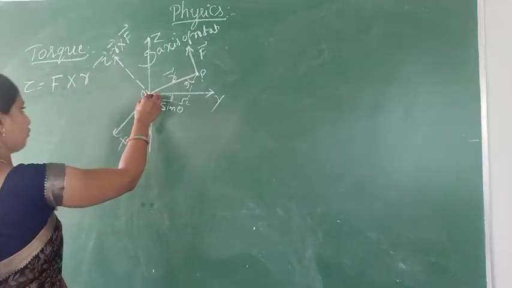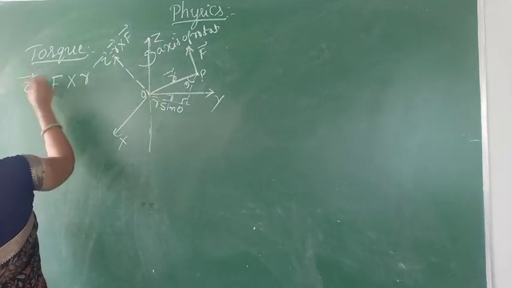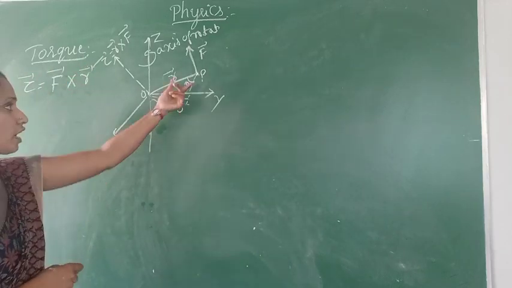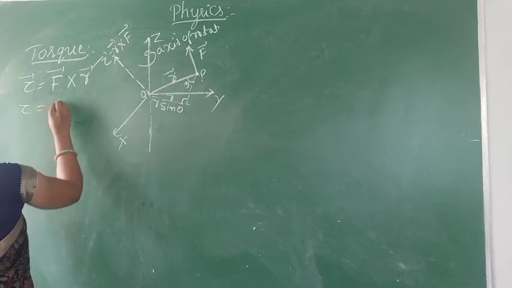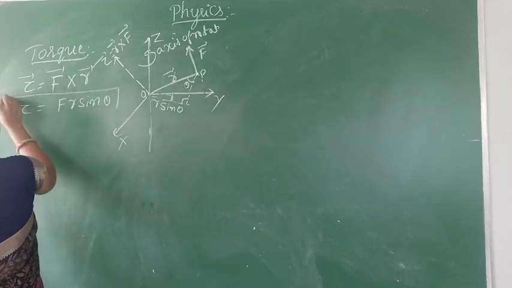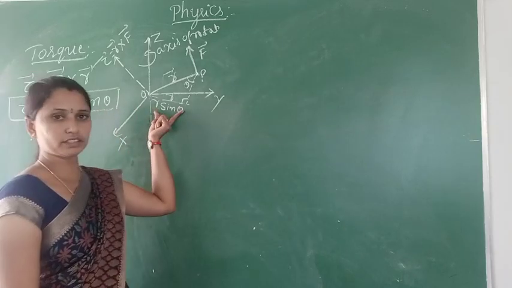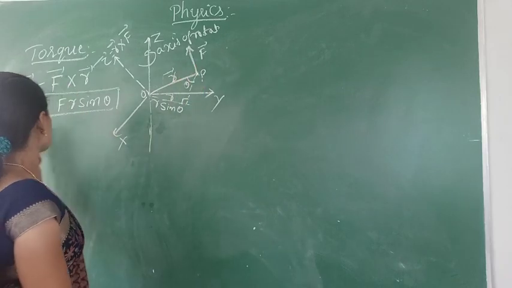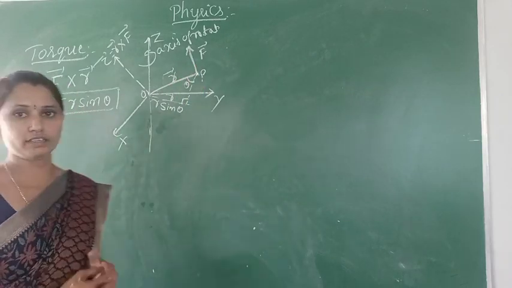Clear? Then the expression for torque is tau vector equal to F vector cross r vector. The magnitude form of torque is tau equal to F r sin theta. So here is the position of the particle and F is the force. Then tau is equal to F r sin theta.